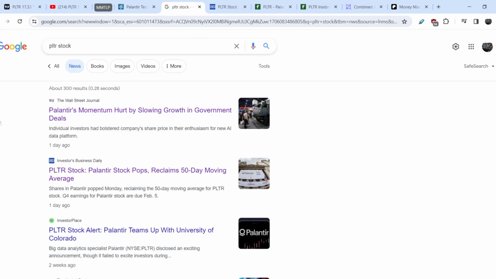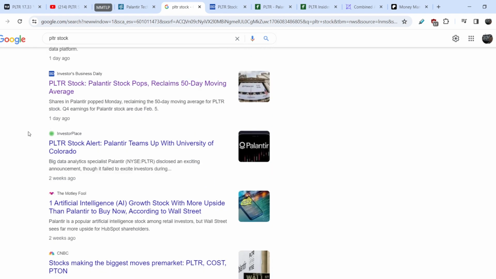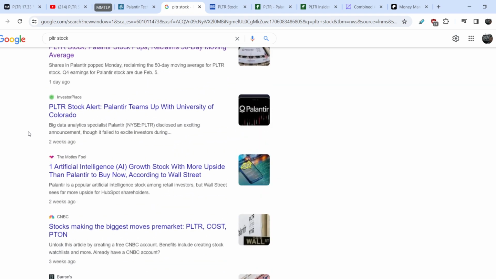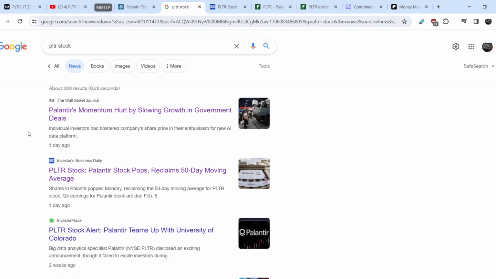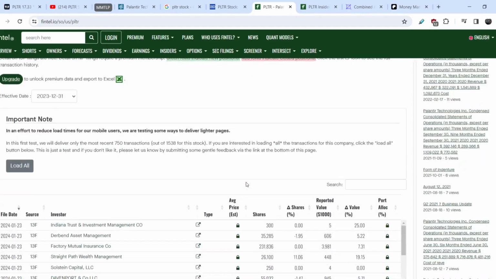First of all, let me show you that if you type PLTR stock in the Google search bar and switch to the news tab, you will not find a lot of recent news directly related to Palantir that could be a short-term catalyst for this asset. The most recent ones just explain the previous price action, but we don't have any updates in regards to its future potential movements.